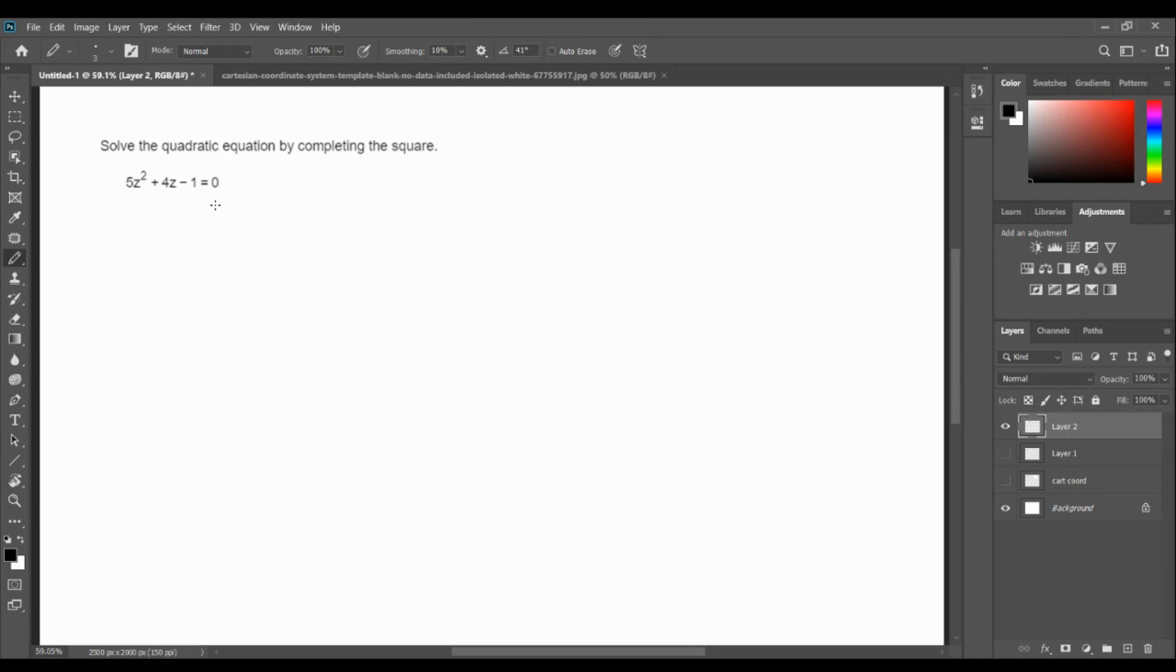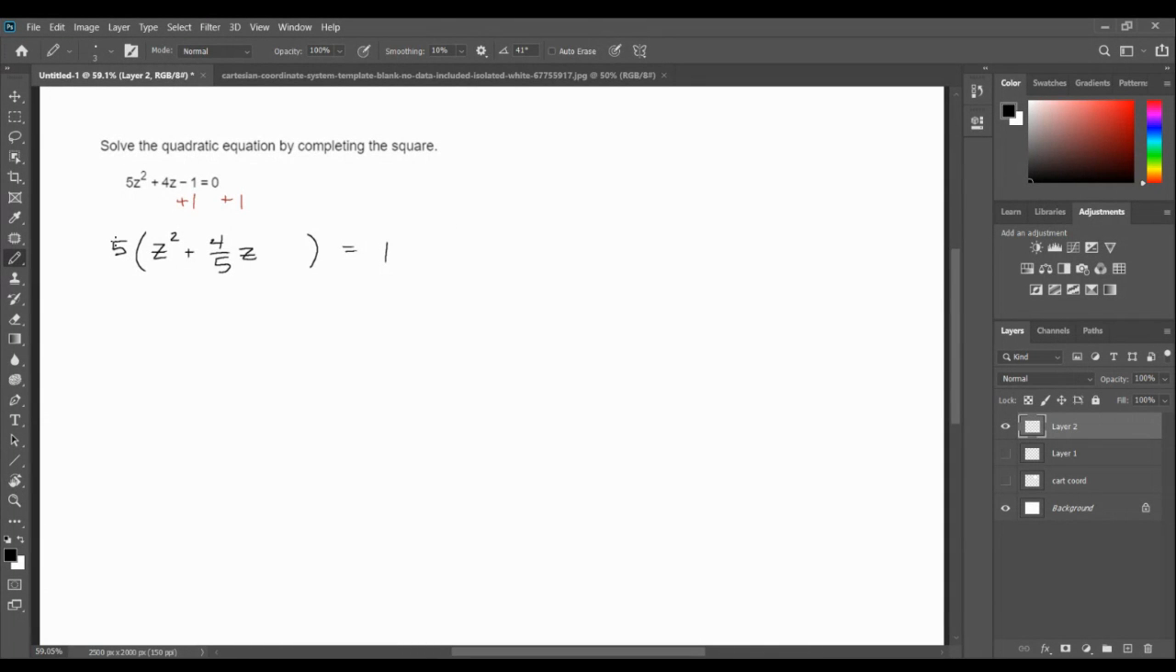So I'm going to start by just adding 1 to both sides, get this constant moved over to the other side. And I'm going to factor 5 out. So I've got z squared plus 4/5 z. I'm going to leave some space. Now this equals 1 because we moved that 1 over.